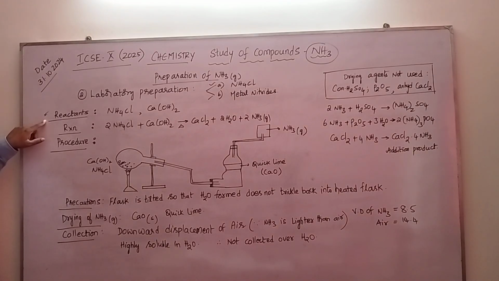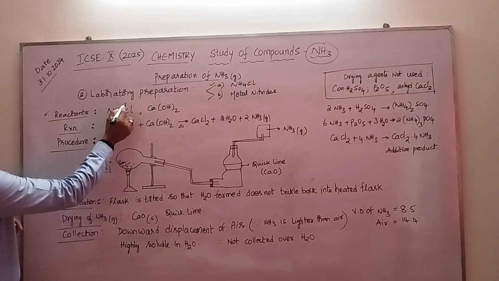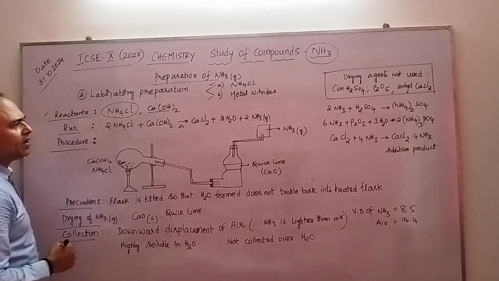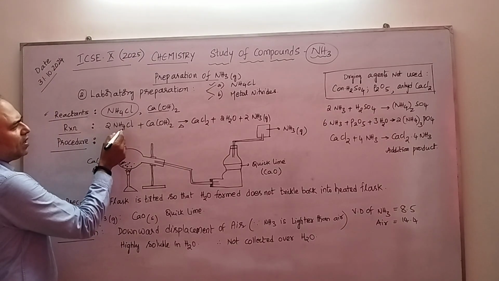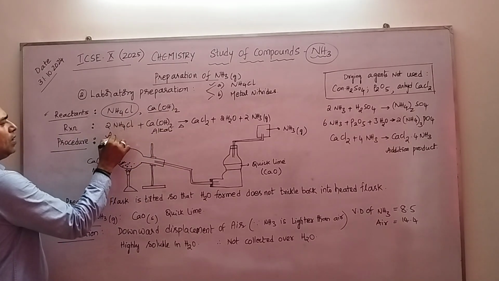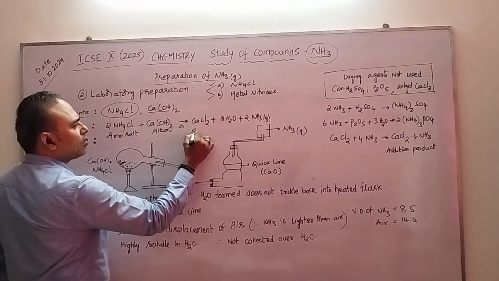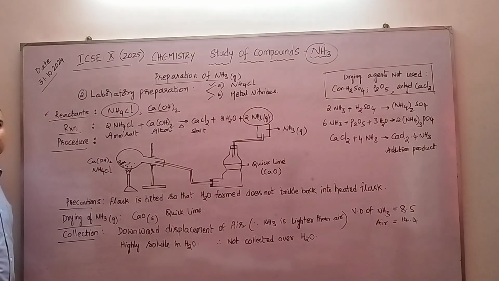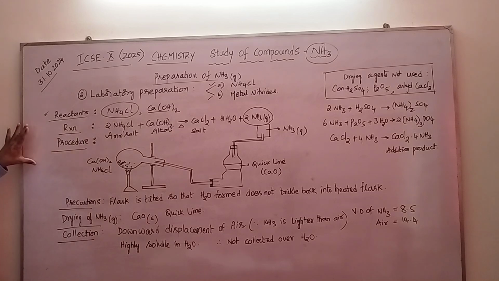What are the reactants here? Because it is from ammonium chloride, the first reactant is ammonium chloride and we are adding alkali, calcium hydroxide. So previously we have seen this. Ammonium salt with alkali on heating gives salt plus water plus ammonia gas. So in the general methods already you have seen the equation. Same thing. Now what is the procedure here?